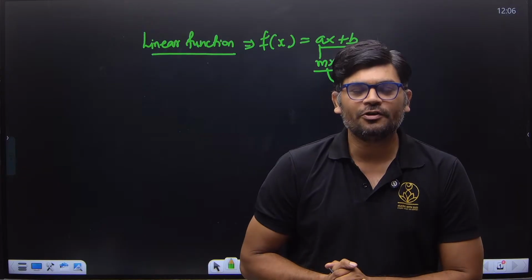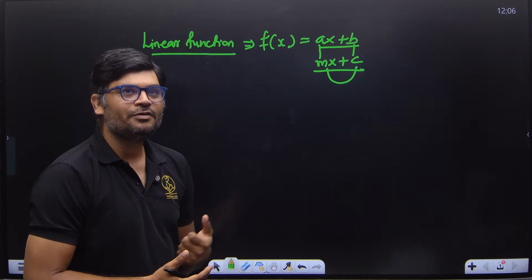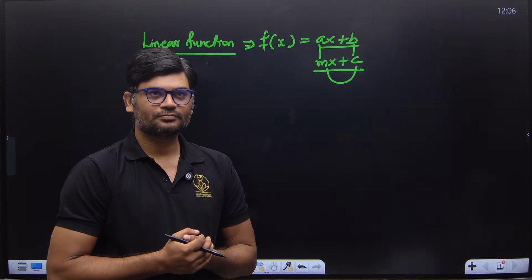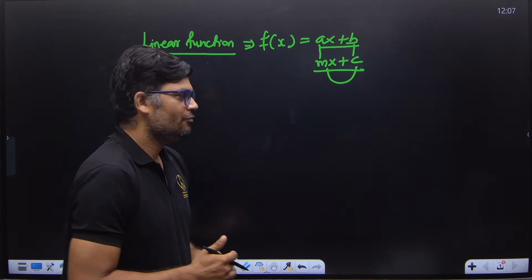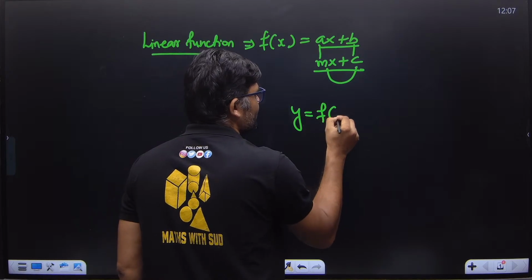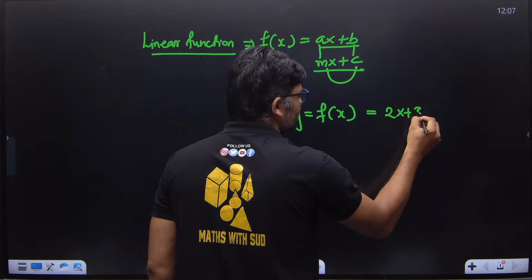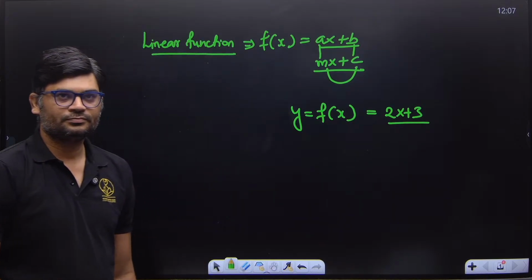I want you to give me one example of a linear function. Shrimoy, give me an example of a linear function. 2x plus 3. Very good. So let us write y or let us write f(x), both can be equal, which is equal to 2x plus 3.